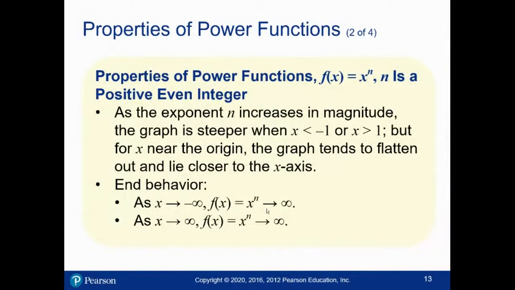Sorry, we're still doing even integers. Okay. If you start increasing n, the graph gets steeper in a way, but in two different ways. It gets more vertical as you get less than -1 or bigger than 1, but it gets more flat as you get closer to 0. However, as x goes off in either direction, going down the axis to the left or going down the axis to the right, x is getting bigger one way or the other. The function is also getting bigger, but specifically it's positive.